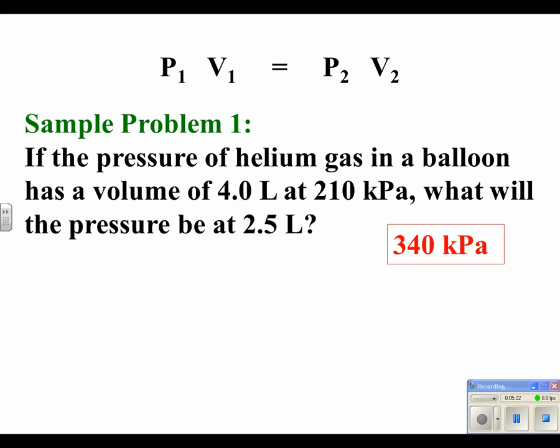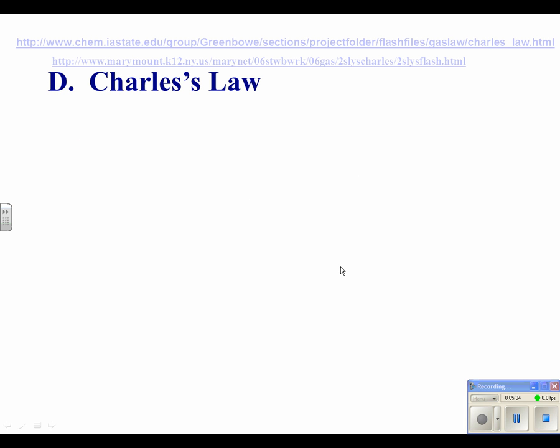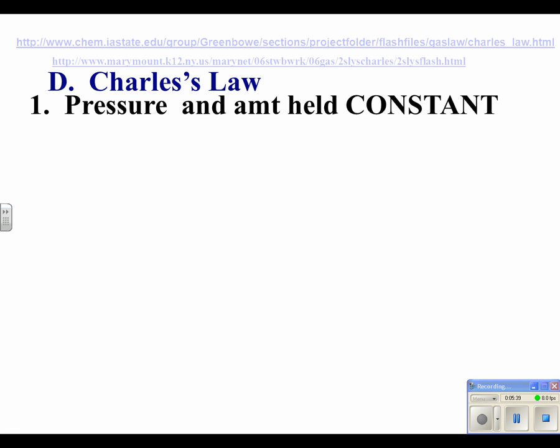You should come up with 340 kilopascals, just simply taking 4 times 210 divided by 2.5. Charles' law deals with volume and temperature. So that means pressure and amount have to be held constant. You can't let any more in.